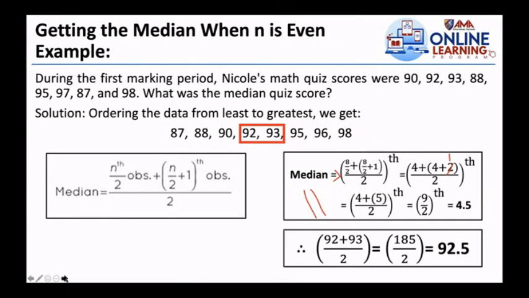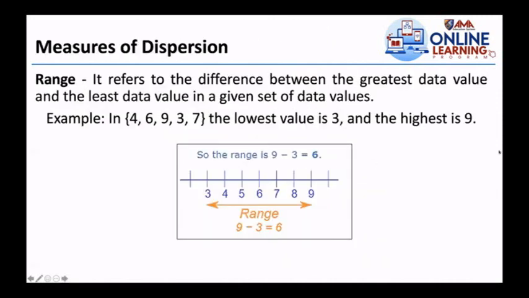Okay? Now let's go to the second measure. The second measure is the measures of dispersion or variability. So dispersion, as the word explains, we're not after the center of the data. We're after how the data values are dispersed or vary from each other. So in a way, we want to consider all the data values. Now, one measure is the range. It refers to the difference between the greatest data value and the least data value in a given set of data values.